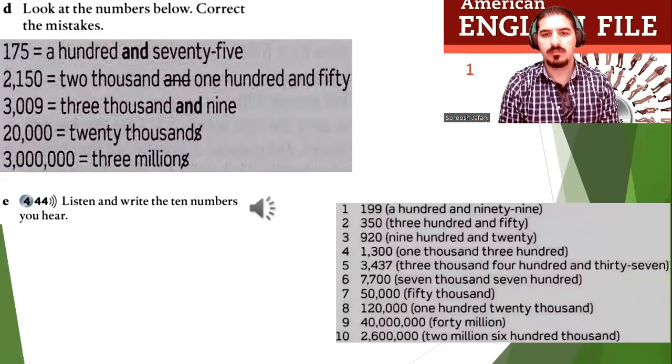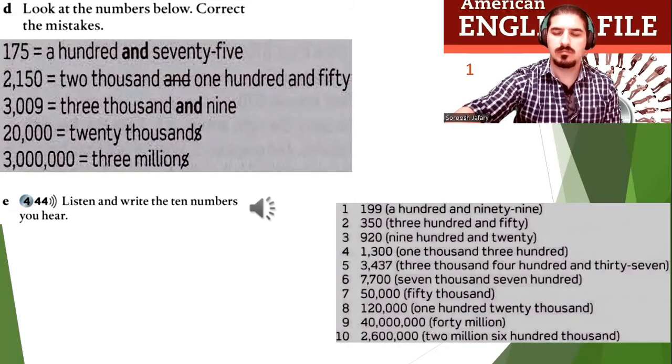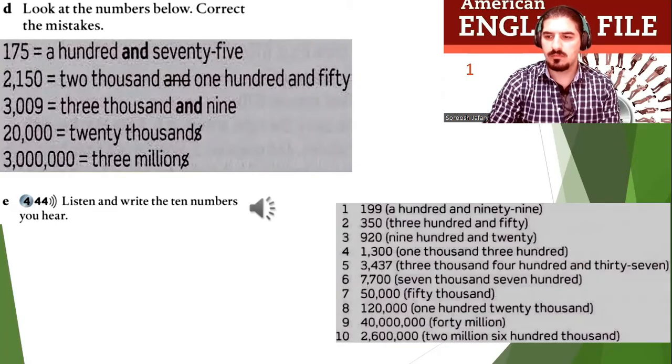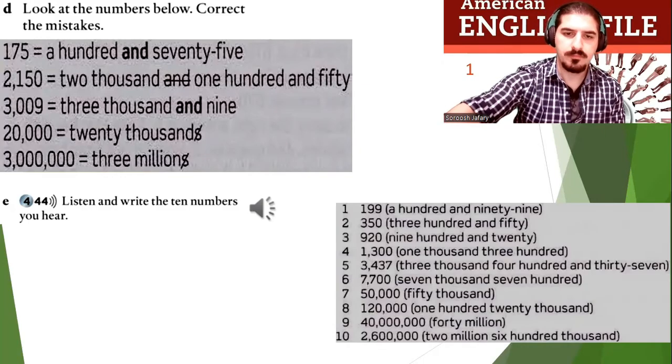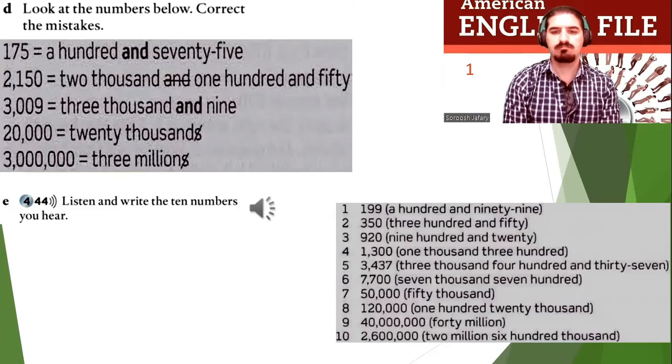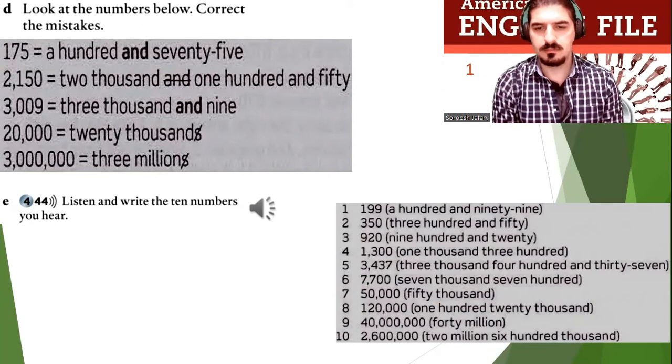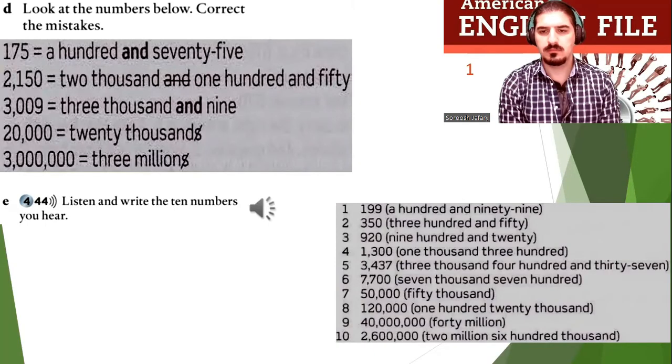4.44. 1, 199. 2, 350. 3, 920. 4, 1,300. 5, 3,437. 6, 7,700. 7, 50,000. 8, 120,000. 9, 40 million. 10, 2,600,000.